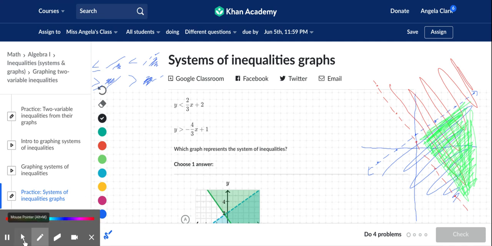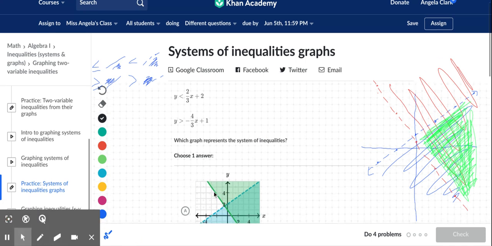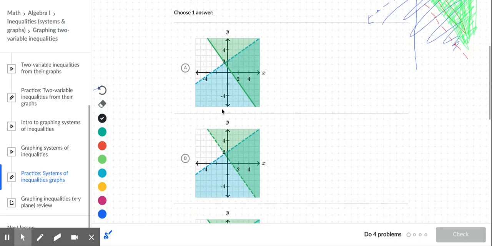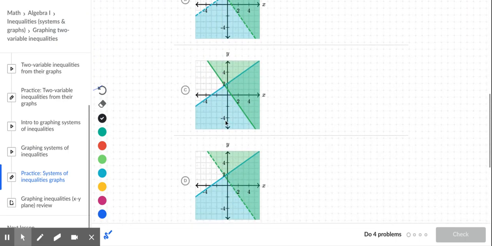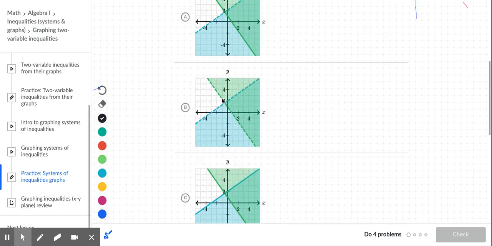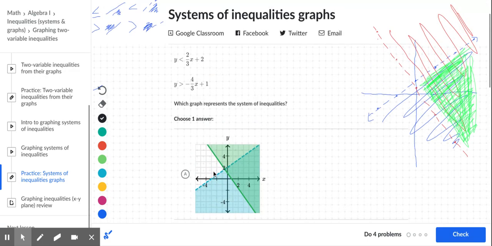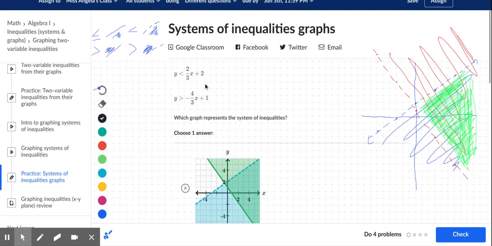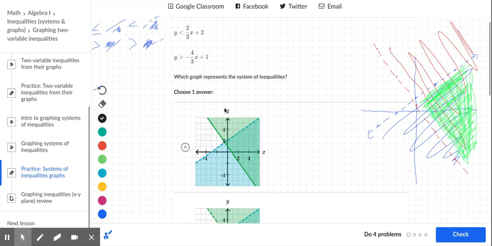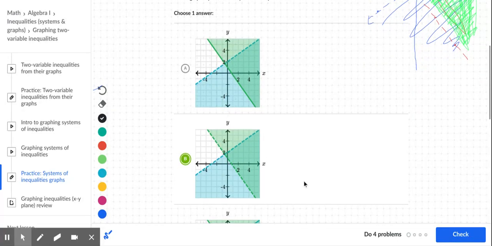So let's look at which one of these would be our answer. Really the only difference here is the dotted or not dotted lines, dotted or solid. As we said, they're both dotted because neither of them has "or equal to." So that would be the answer.